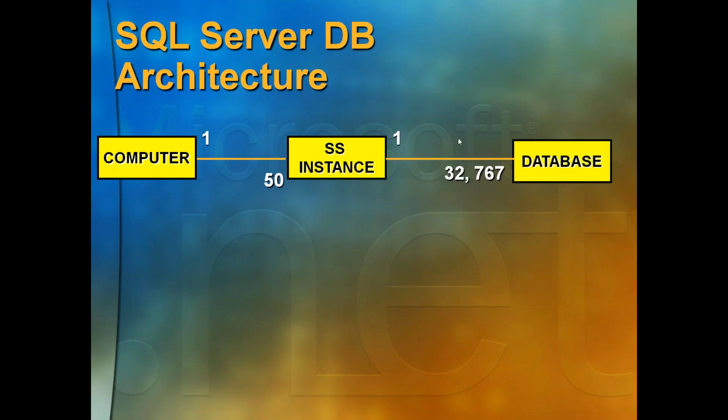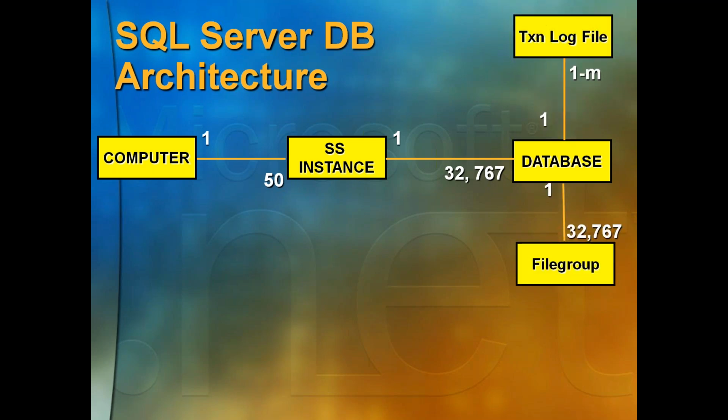in a single setup, we can create 32,767 databases, right? So what is a database? A database is a collection of file groups and a collection of transaction log files. Now, one instance can have this many databases, and one database can have this many file groups maximum, and one database can also have one or more transaction log files.